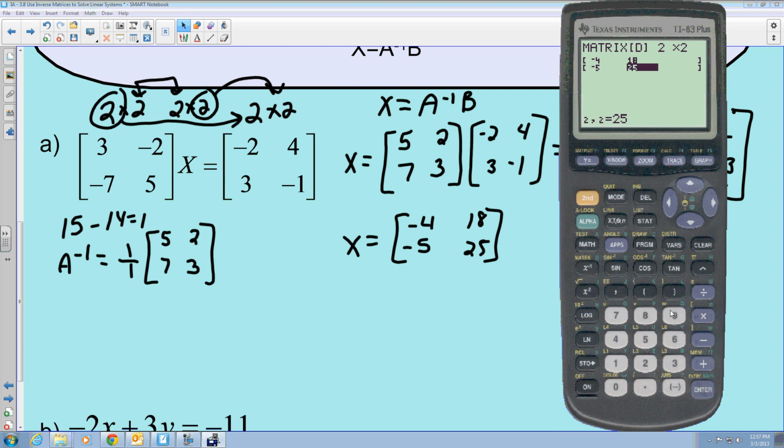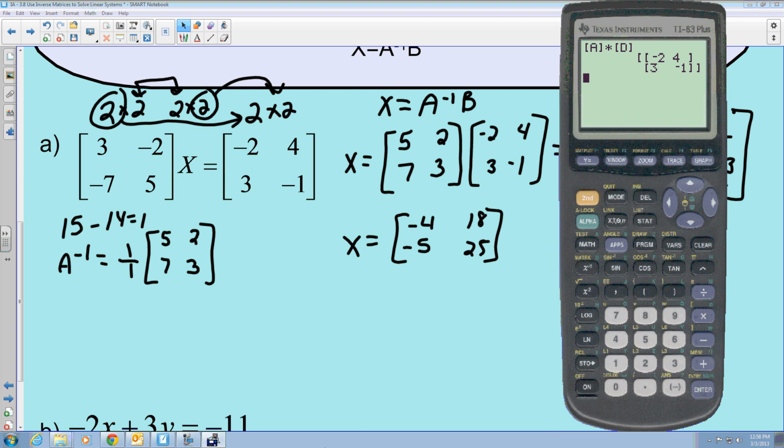In theory, if I'm correct with these values, if I multiply these two matrices together, I should get -2, 4, 3, and -1. So I'm going to go A times matrix D, and that holds true. So that proves that my X value was correct.